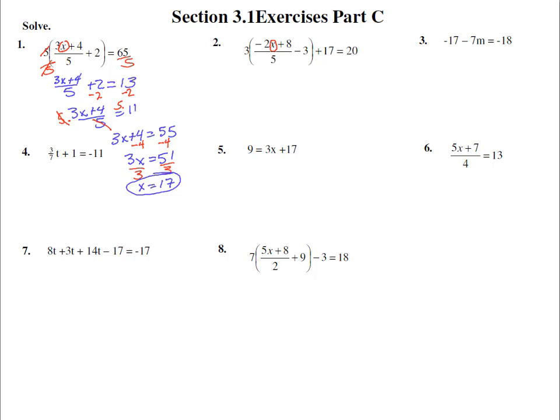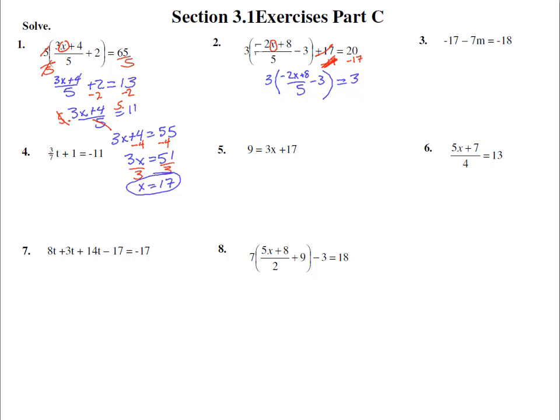So in reverse order, we're going to subtract 17 on both sides. Make sure it's done on both sides. On the left-hand side, it just cancels, but on the right-hand side will yield a different result. So we get 3 parentheses negative 2x plus 8 all over 5. Ooh, big problem. Minus 3 equals 20 minus 17 is 3.